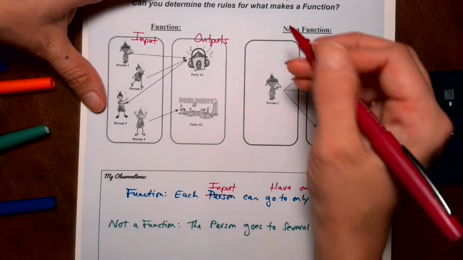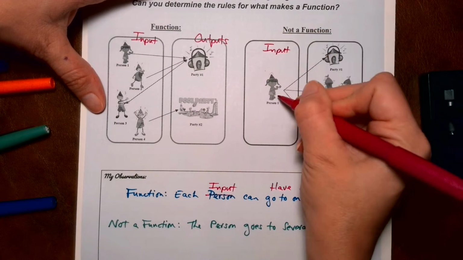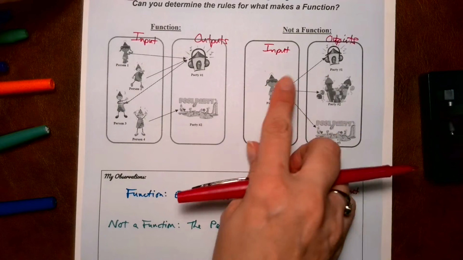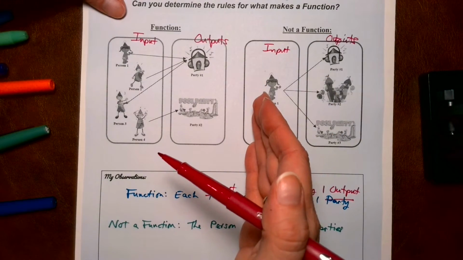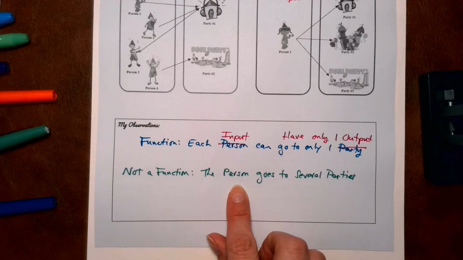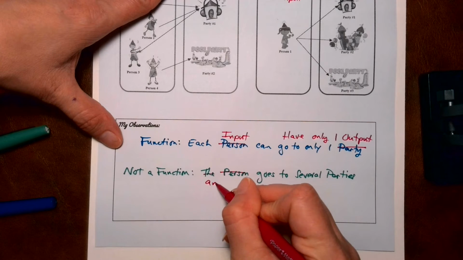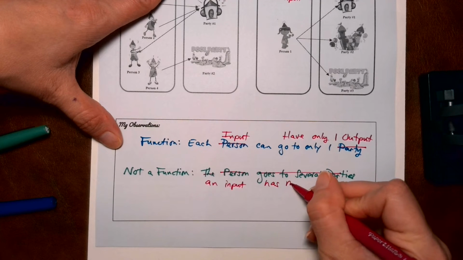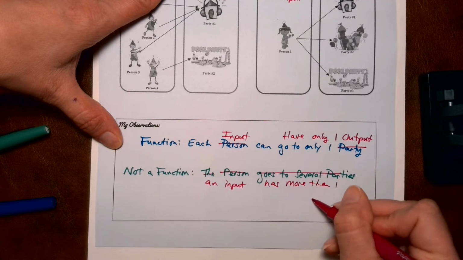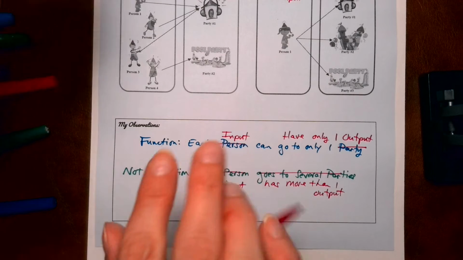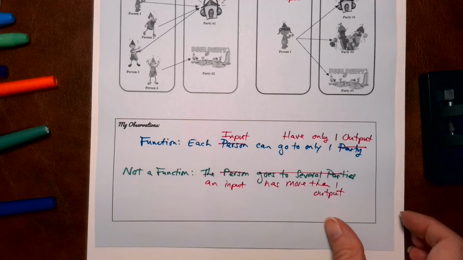Same thing over here. This is an input, and then these are the outputs. You can't have one input have several different outputs. When you put one number in, one number is supposed to come out. So instead of person, let's change this to an input. An input has more than one output. That's not a function. When your input has more than one output. So that's kind of what we looked at in class, just to kind of discover things.